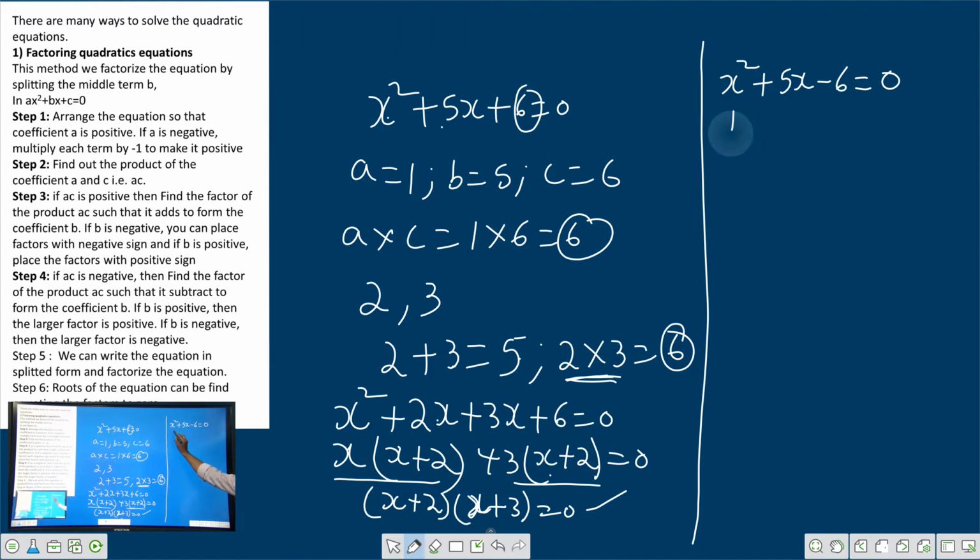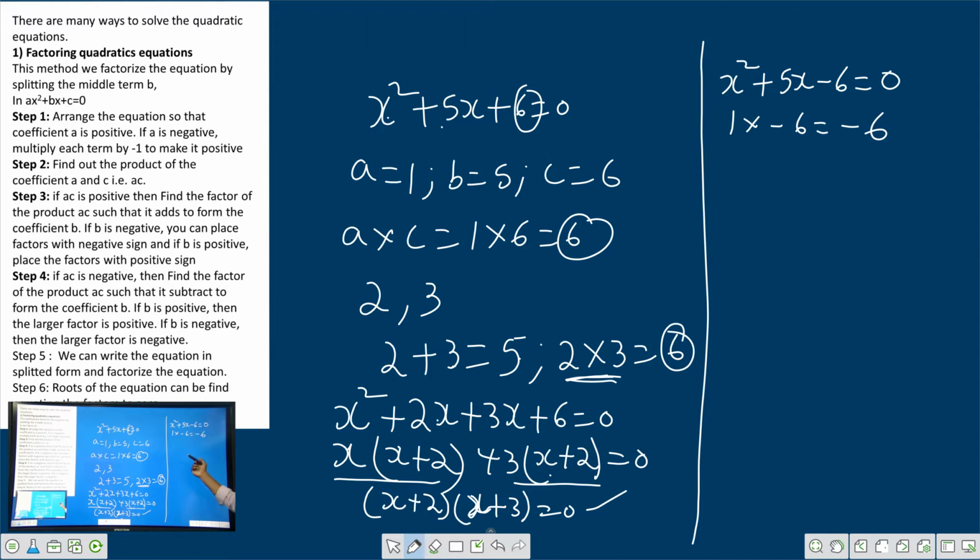What is A? A is 1. What is C? Minus 6. That is nothing but minus 6. The coefficient of x square is 1. The constant term is minus 6. That's why this is minus 6. Already I told you, for minus 6 I will take factors, either I add or subtract, I should get plus 5. Correct? I should get plus 5. My value of B is 5.